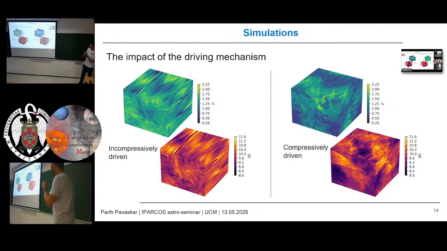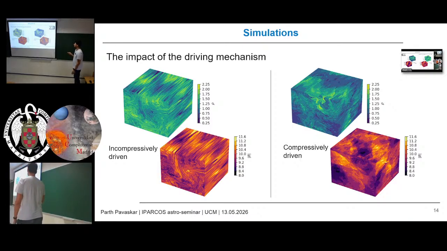So it's just a way of showing that simply changing the driving mechanism, which does happen in the ISM, matters. The ISM driving is not homogeneous. Energy is injected through supernovae, through stellar outflows and whatever. So simply changing the driving mechanism does change a lot in how the turbulence looks.